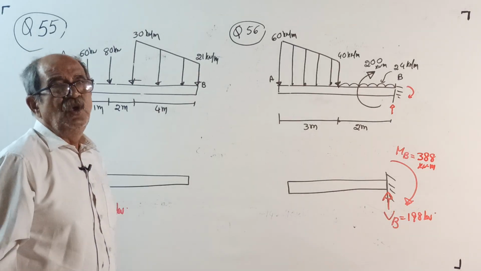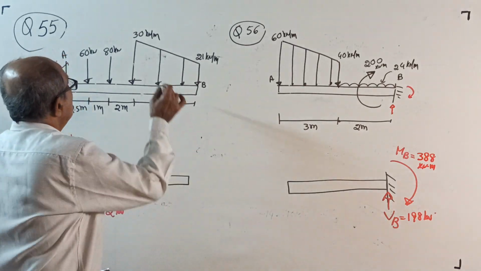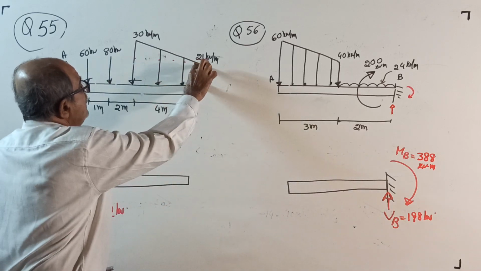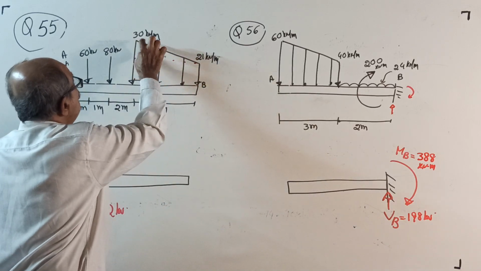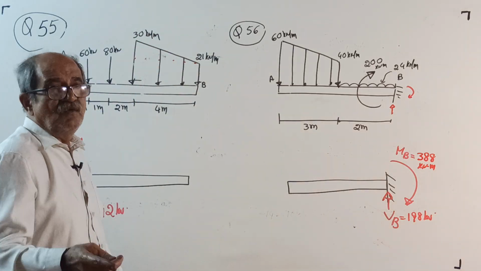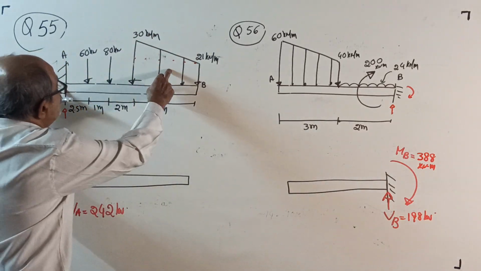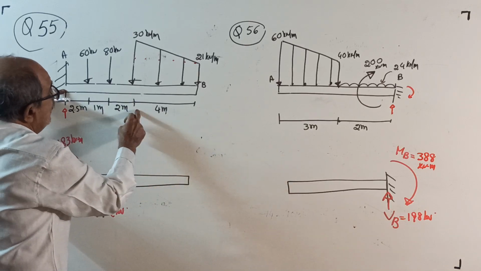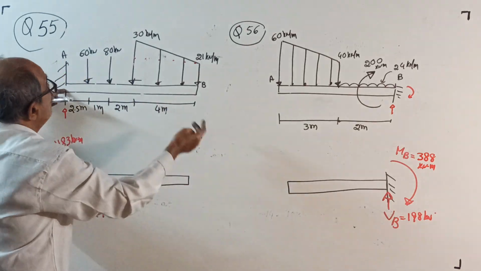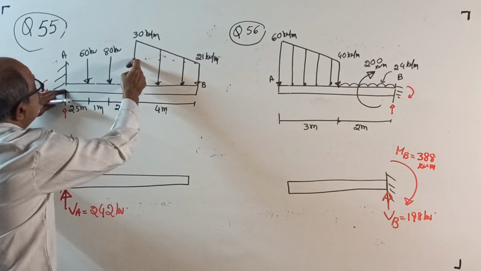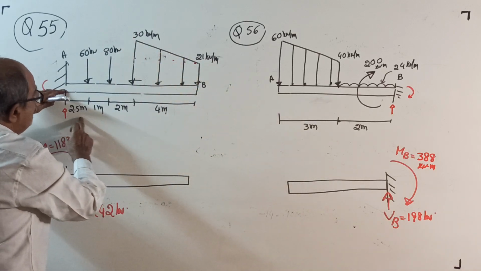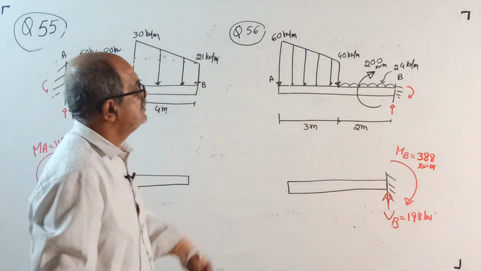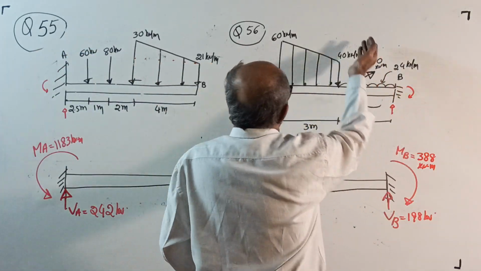Now, those who find difficulty, do one thing: divide into UDL of 21 and UVL 0 to 9 kN per meter. For them, the moment is for this one, 21 into 4 into 2.3.5, 5.5 plus half of 4. The other one is half into 4 into 9 into 5.5 plus 1/3 of 4. Okay, over this question.